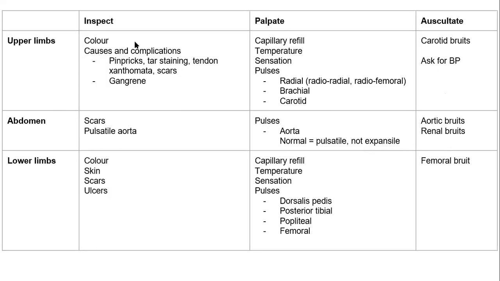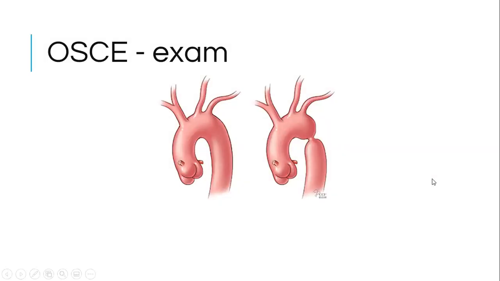Then you get to the lower limbs. It's kind of similar to the upper limbs. You look at the color, you look at the skin, you check for scars here. You can also have a look for ulcers. You have a feel for capillary refill time, temperature in the same way comparing both sides, sensation in the same way comparing both sides. You feel the pulses, your dorsalis pedis, your posterior tibial, popliteal, and femoral if the patient is happy for it, and have a listen for femoral bruit. And that's the actual exam bit done.